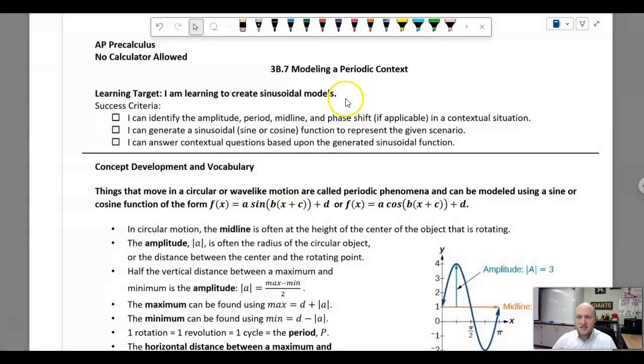If you're in my class, this is lesson 7, and we're learning to create sinusoidal models. In order to be successful, you'll need to identify the amplitude, period, midline, and phase shift if applicable in a contextual situation. You can generate a sinusoidal sine or cosine function to represent the given scenario, and you can answer the contextual questions based upon the generated sinusoidal function.